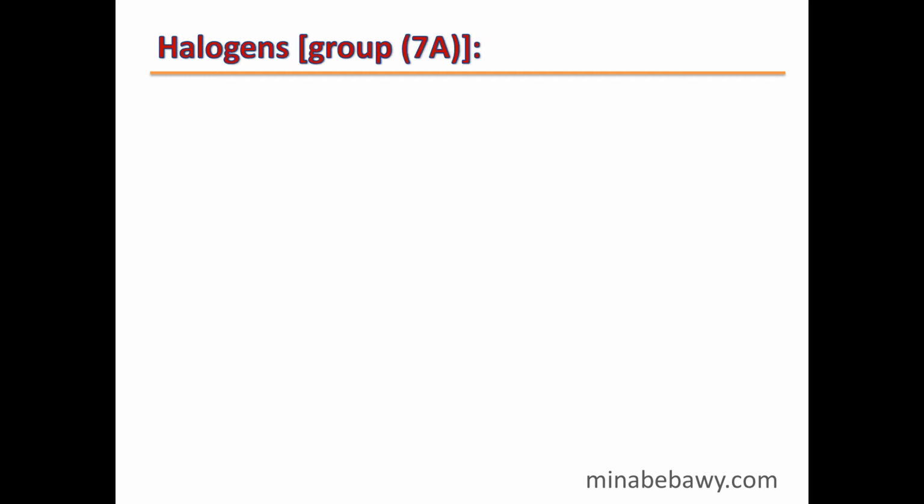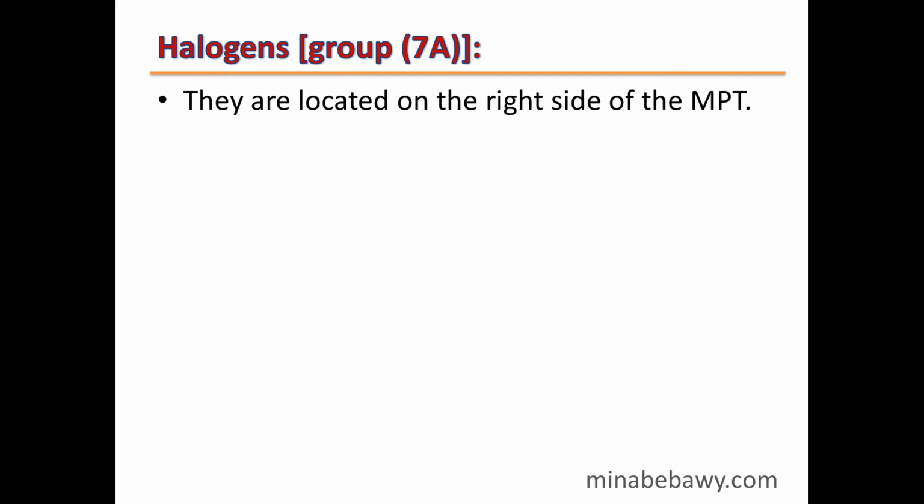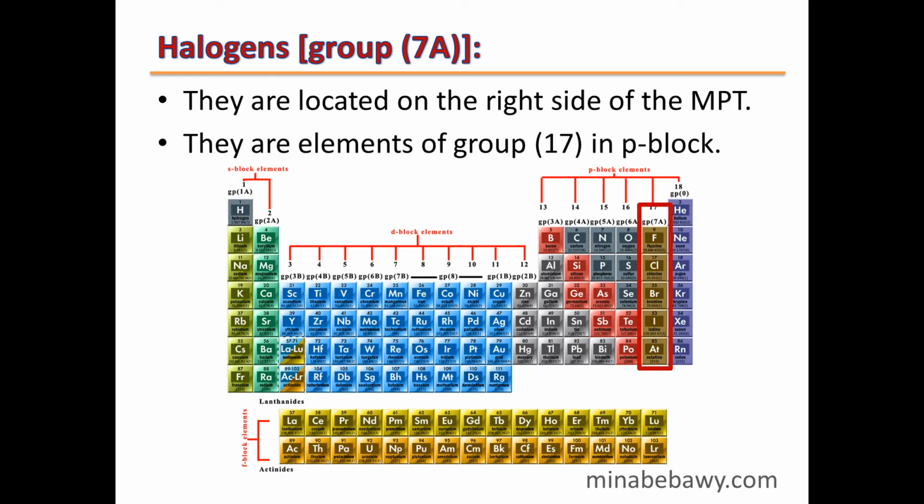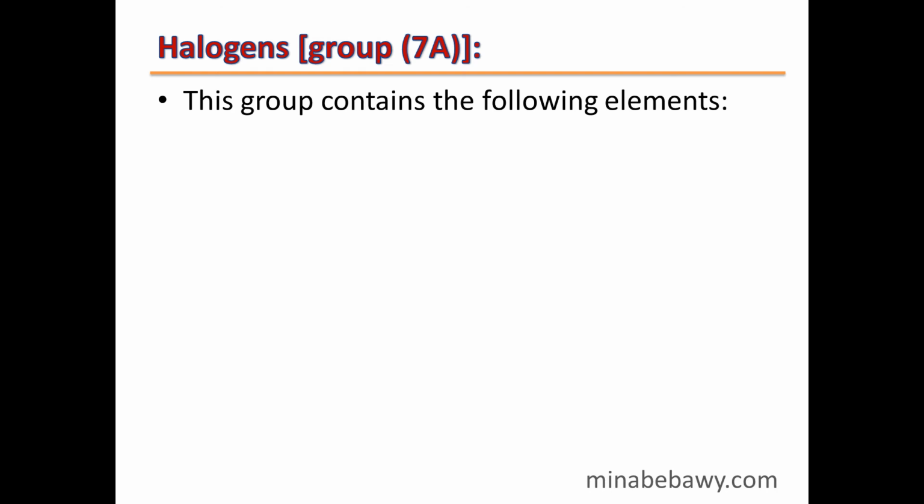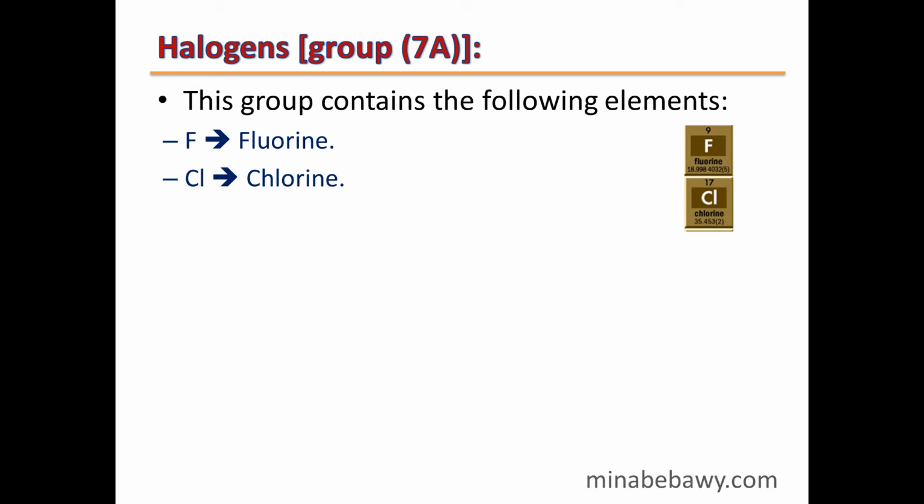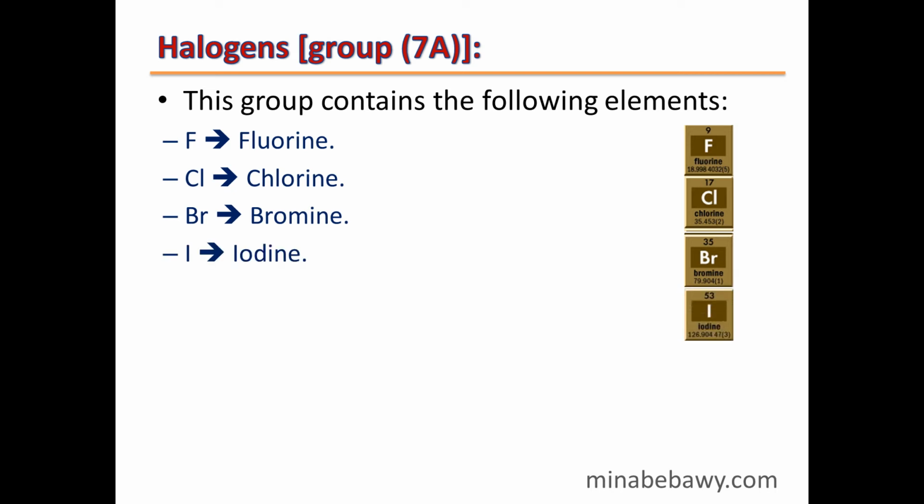Group 7A, halogens. They are located on the right side of the modern periodic table, and they are elements of group 17, which are located in the P block. This group contains the following elements: F fluorine, Cl chlorine, Br bromine, I iodine, At astatine. We won't talk about At, or astatine, because it is a radioactive element and it is unstable.